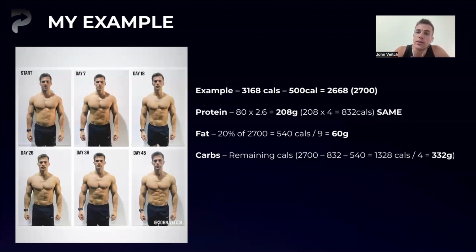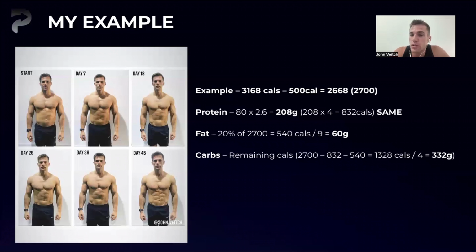Of that, we then do the exact same as with the equations for proteins, fats, and carbs. So this time, I'm going to keep exactly the same intake for protein because I want to maintain my muscle mass. So I'm going to times my body weight in kilos by 2.6, which will give me the same amount.